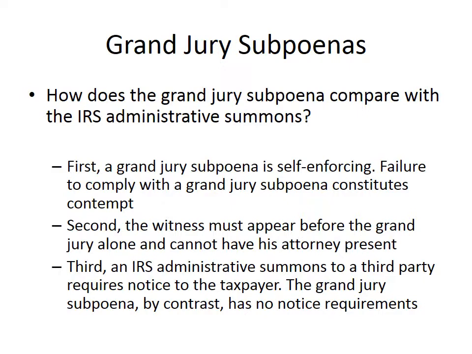Finally, an IRS administrative summons to a third party requires notice to the taxpayer. When a third party summons requiring notice is involved, the taxpayer will oftentimes know about the existence of the investigation and the direction that it has turned into. The grand jury subpoena, on the other hand, has no notice requirements. So the taxpayer will be in the dark if a third party receives a summons in reference to information pertaining to the taxpayer and won't know the direction of the investigation.